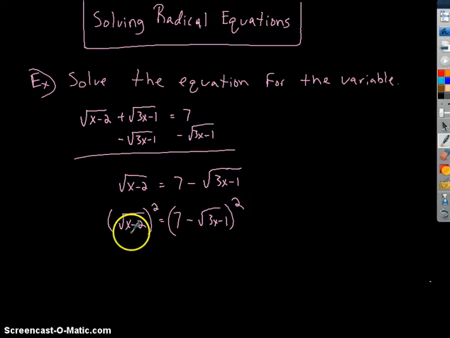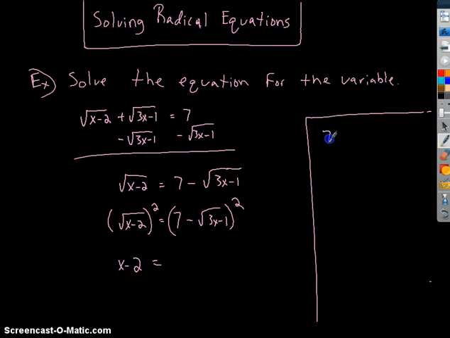And when I square this left side, it's pretty straightforward. It's x subtract 2. But when I square the right side, it's really a binomial being squared. So what we think about what that is, it's going to be 7 subtract the square root of 3x subtract 1 times itself. So basically it's going to be 7 times 7 and then 7 times the radical. So it's going to be 49 and then negative 7 times the radical.